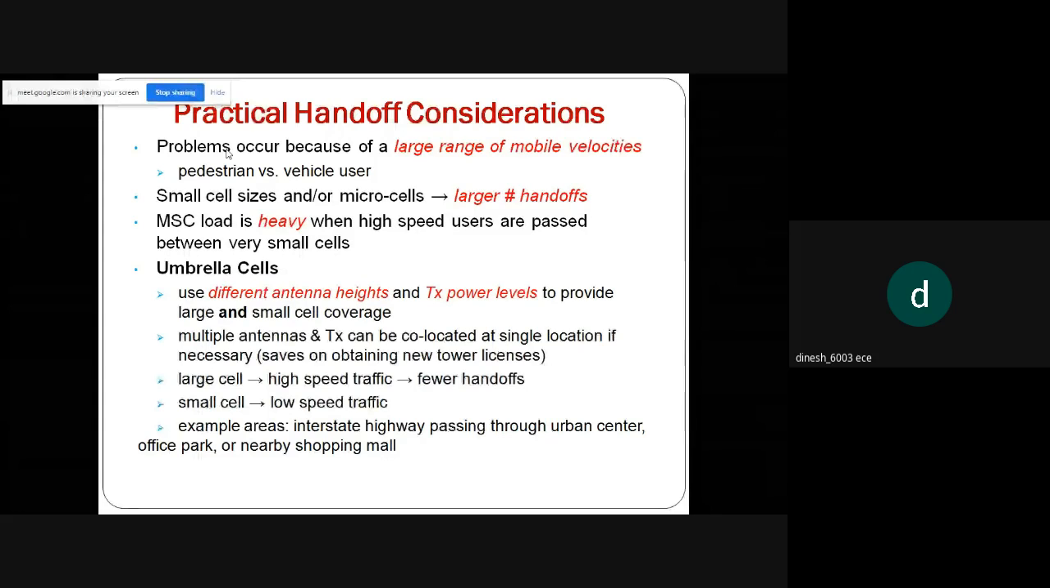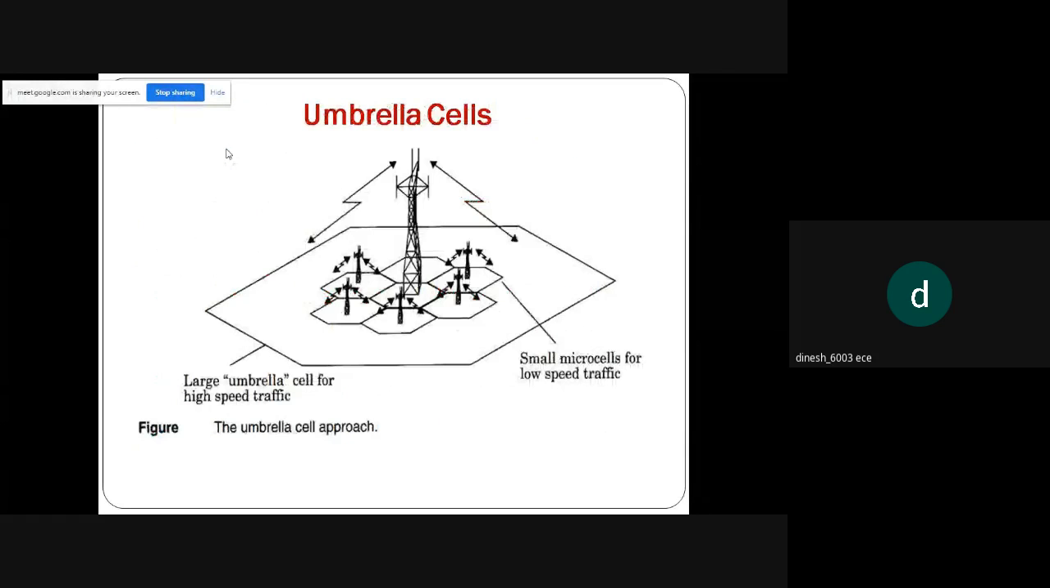So the examples are an interstate highway passing through an urban center, office, parks, or nearby shopping malls. This umbrella cell can be used. High antenna towers can be used for large cells, low antenna towers can be used for small cells. So this is your umbrella cell concept.